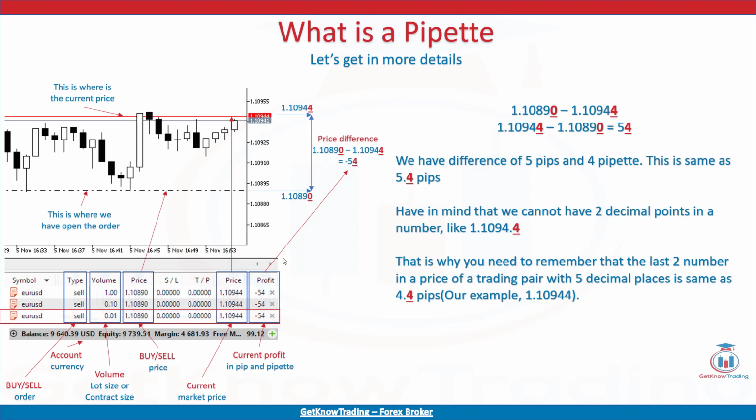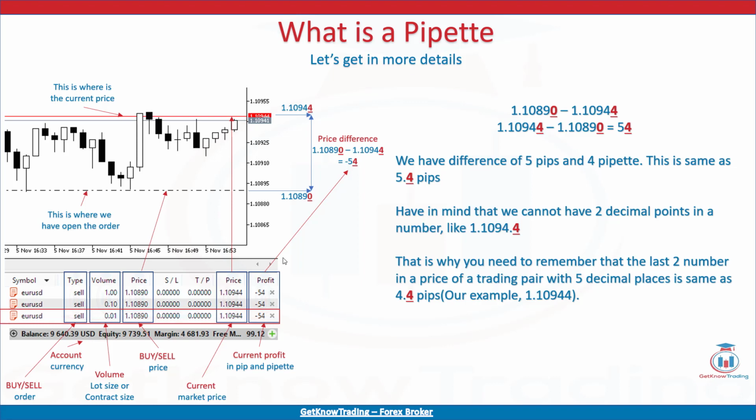Now you need to learn what a pipette is. The pipette is a smaller unit than a pip. To get 1 pip, you need to have 10 pipettes. In our example from the chart, we have a change in the price from 1.10890 minus 1.10944, and the difference is 54. We have a difference of 5 pips and 4 pipettes. This is also the same as 5.4 pips.